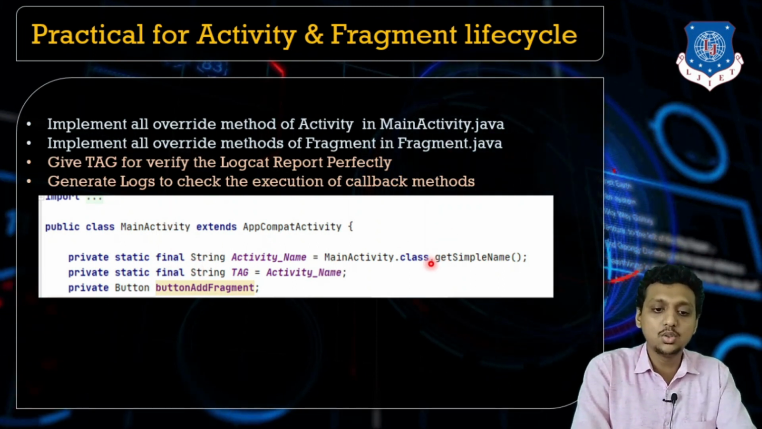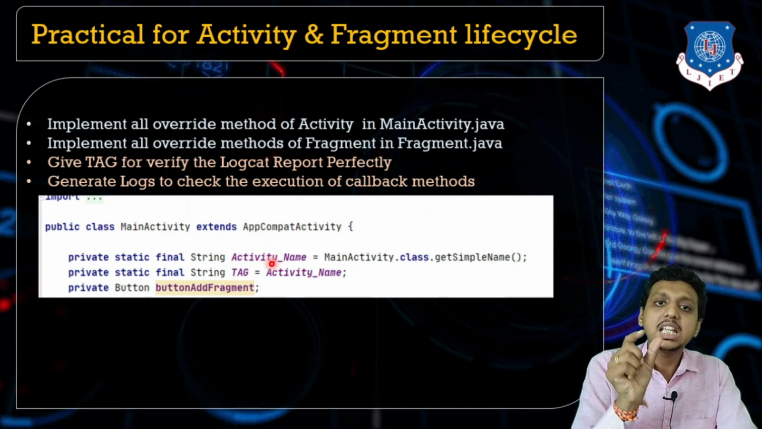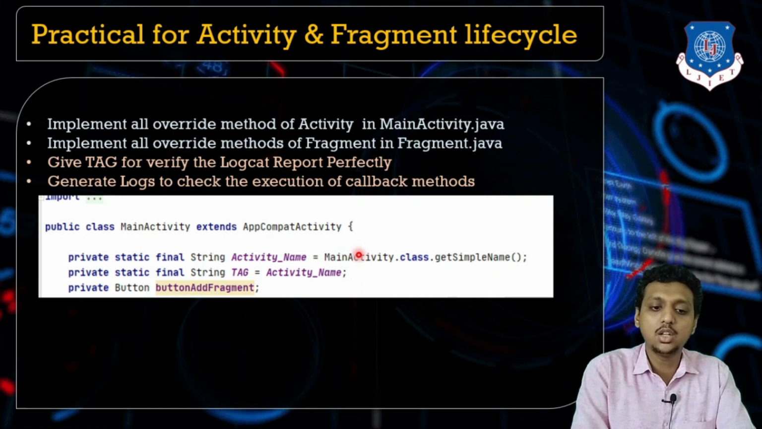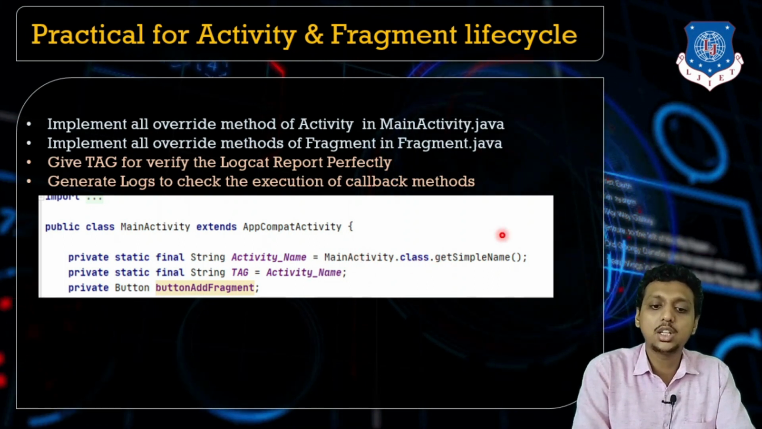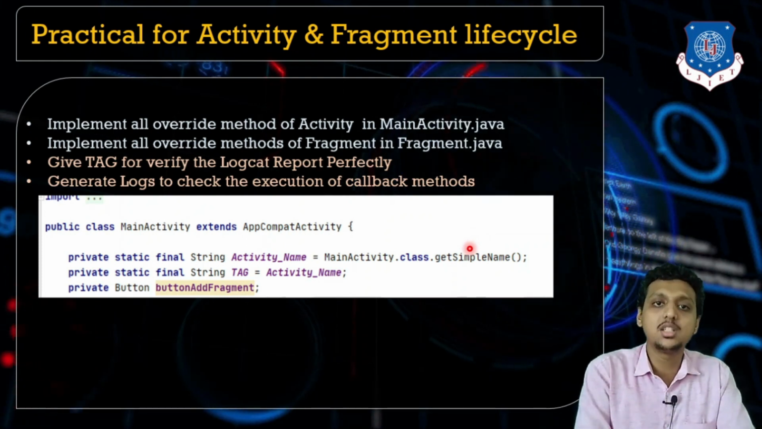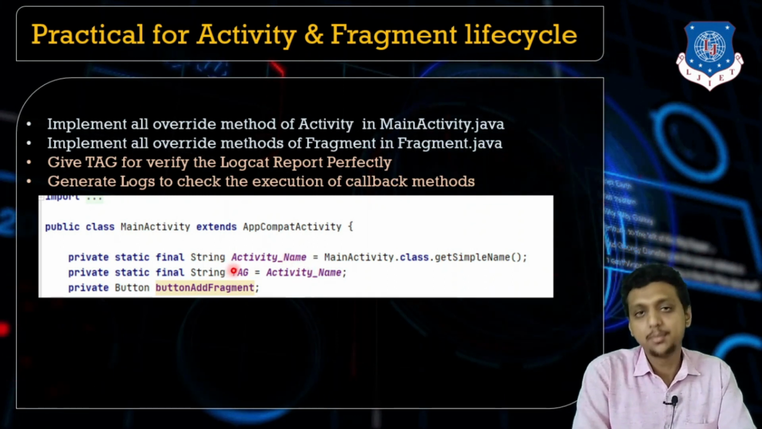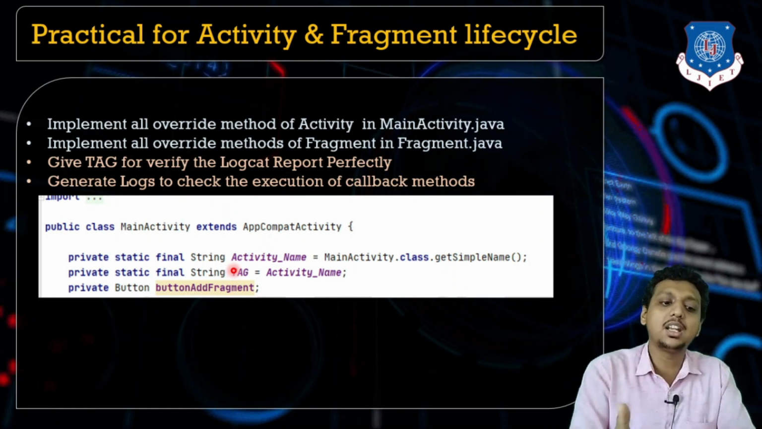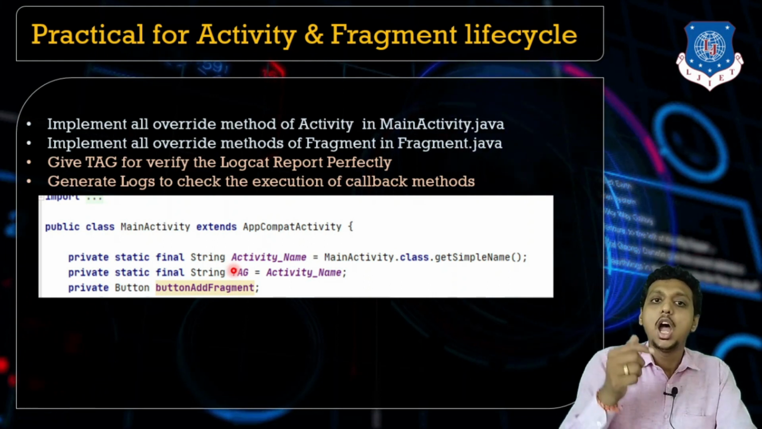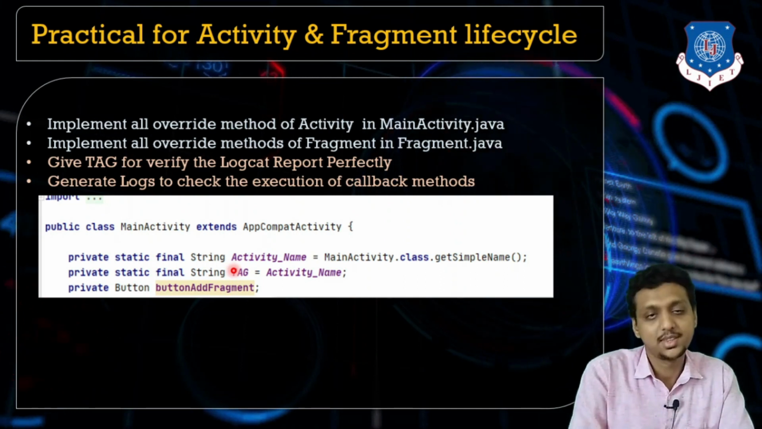What is the use of this? See, this string, activityName, is a variable. You can get your activity name by this. You just need to write your class name dot class dot getSimpleName. This returns your whole activity name, or whatever class name you have. Now I just assign activityName to the tag. Now on the click of the button Add Fragment, my fragment will be added. So I'm going to show you how we can add a fragment on the click of a button.